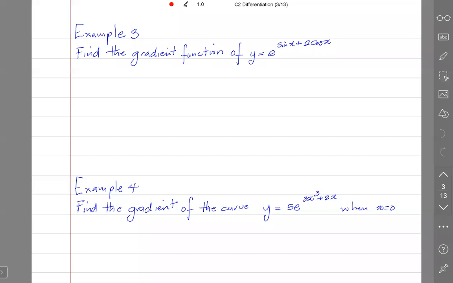All right, so example 3 says find the gradient function of y is equal to e to the sine x plus 2 cos x. Not easy, not hard. So if I want to write it, this will actually take up much space. This is e to the sine x plus 2 cos x.